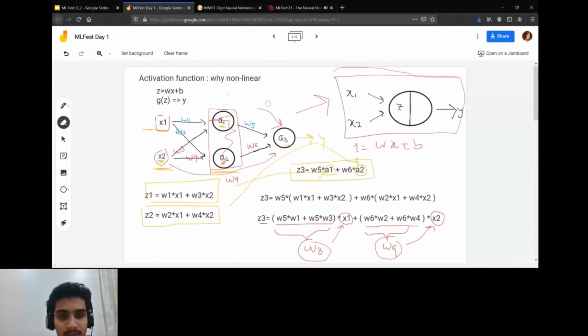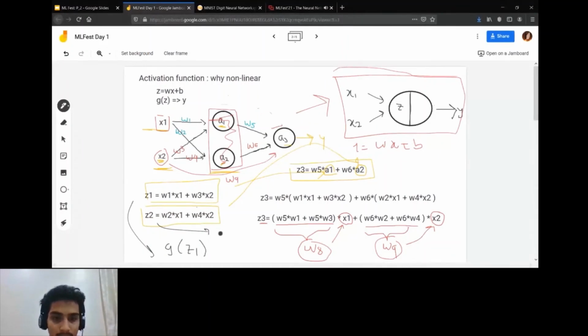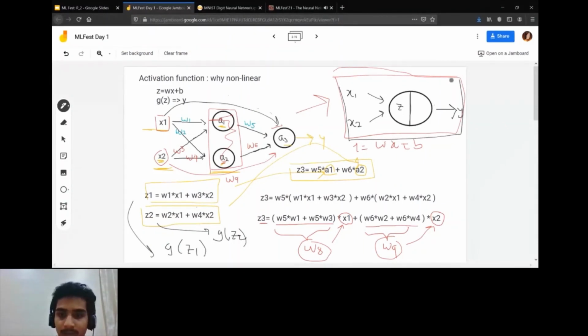Suppose we had some activations here, then that wouldn't be the case. Suppose the first neuron had an activation function g, so the output of this would be g of z1, and if a2 had some function, then it would be g of z2. If we had non-linear activation functions, then this wouldn't be happening, where our first input gets directly to the output layer, and the network wouldn't have been behaving like a perceptron. So that is why we need a non-linear activation function.